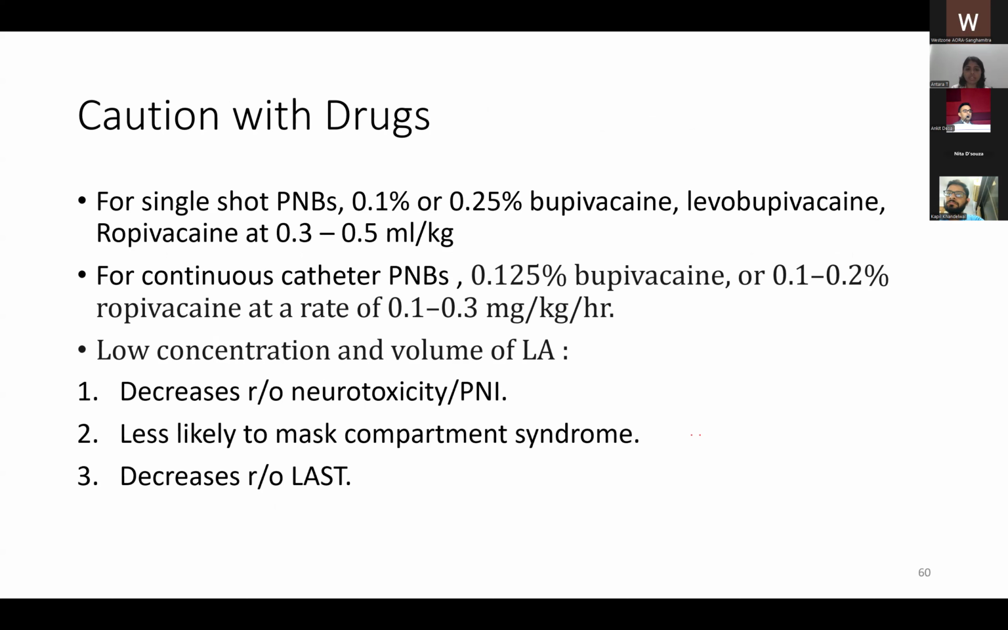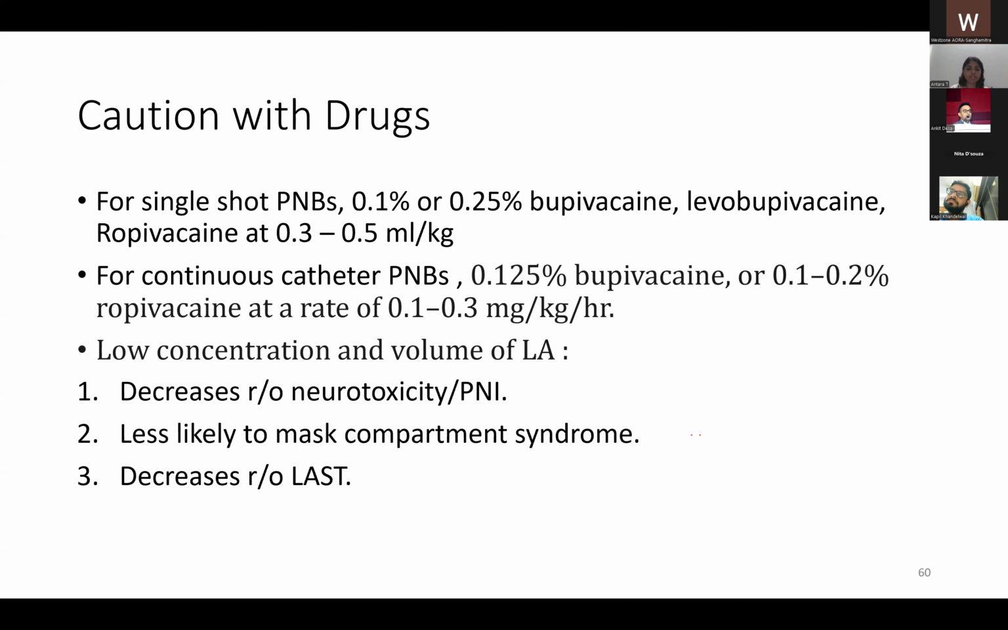And for continuous catheter peripheral nerve blocks, we use 0.125% bupivacaine or 0.1 to 0.2% ropivacaine at a rate of 0.1 to 0.3 mg per kg per hour. Low concentration and volume of LA should be used in pediatric patients as compared to adults, as it decreases risk of neurotoxicity or any peripheral nerve injuries. They are less likely to mask any compartment syndrome post the surgery.